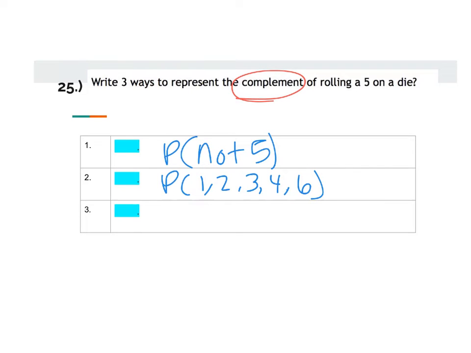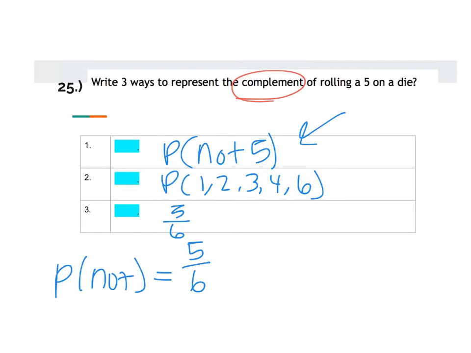And then you can actually find the probability of not rolling a 5 and write that out. So let's say if I said, what is the probability of not 5? Okay, how many numbers are not a 5 on a dice? That's 5 out of 6 total numbers. So I could write it as 5/6, and that would be the complement as well. So that would be the complement of the probability of 5. I could also write that as a decimal or as a percent. Those are all complements.